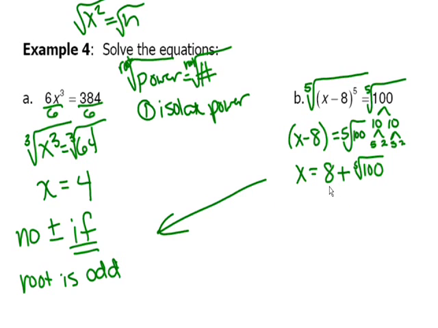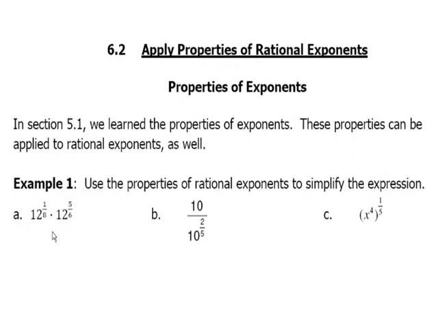All right, now we are going to move on to 6.2. So just a couple of days ago, we learned about our properties of exponents, right? Which were if we were multiplying two things that had an exponent, we can add. If we were dividing, we subtract, and so on and so forth. Well, those things still apply to these rational exponents. And rational just means that my exponent is a fraction.